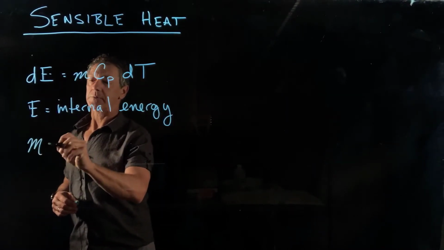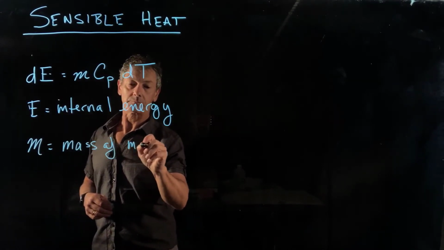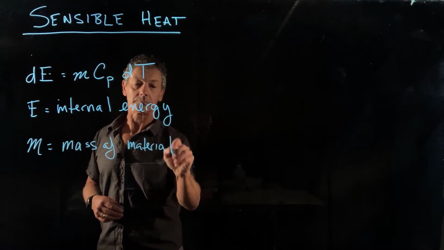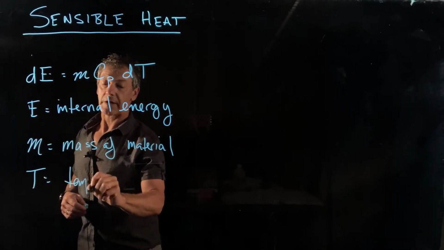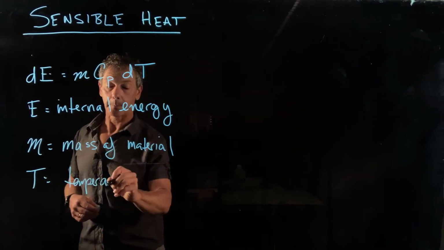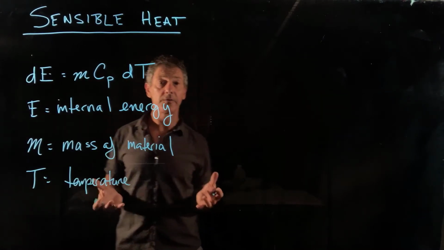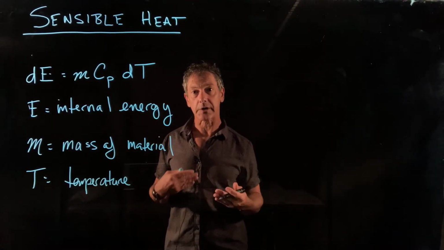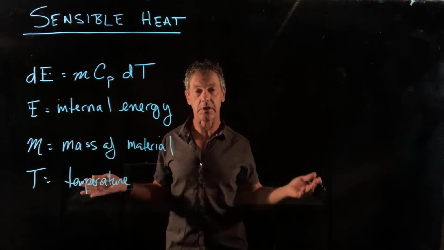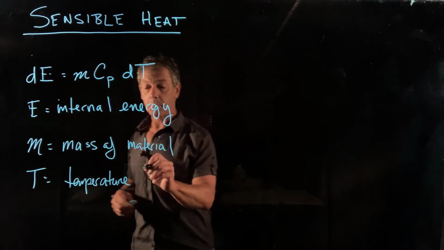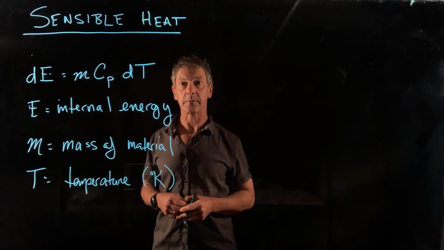M is the mass of the material. And T, of course, is the temperature, and we use absolute temperature, or we can actually use relative temperature. So we can use either Kelvin or degrees centigrade because we're talking about a change. So a change in 10 degrees Kelvin is the same as a change in 10 degrees centigrade, but we typically talk about degrees Kelvin in thermodynamics, so we're going to start with that.